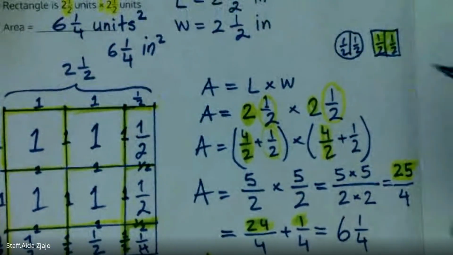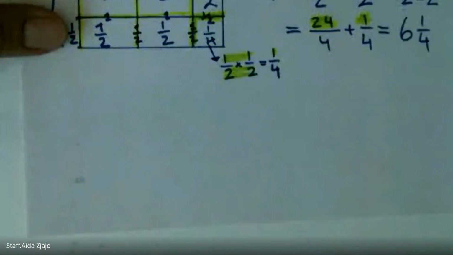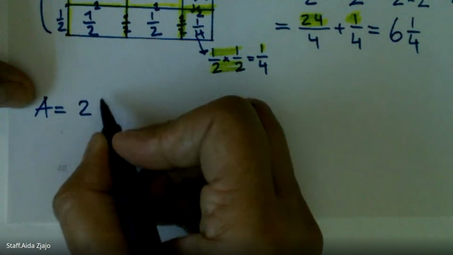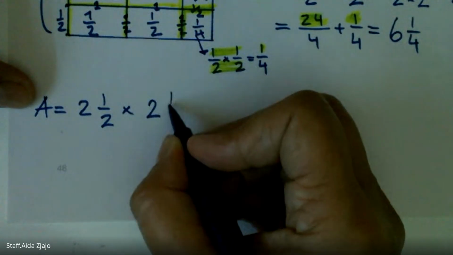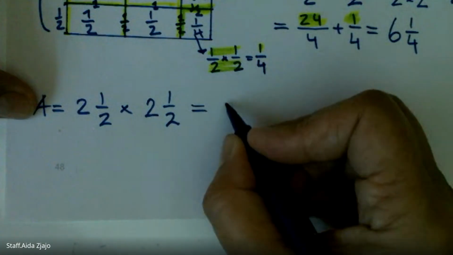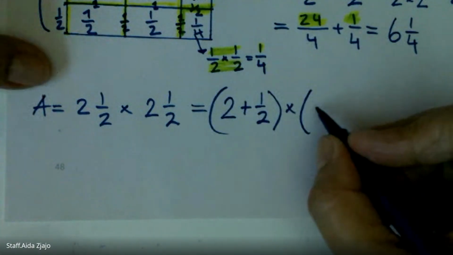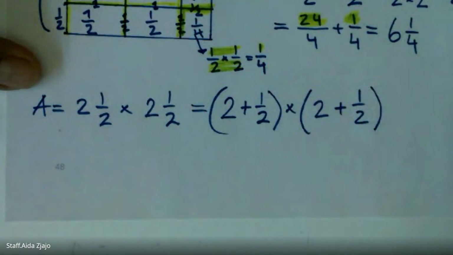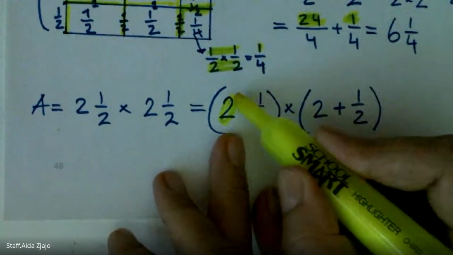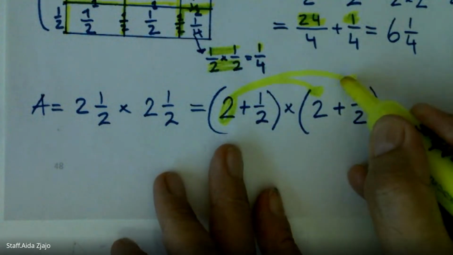Another way is to use distributive property, which you will say, I will move it down, this one. So if I use distributive property and I say area equals 2.5 times 2.5. Okay, I can use this 2 plus 1/2 times 2 plus 1/2. Now, each number from one parenthesis, like 2, has to be multiplied with every number in the other parenthesis. I'm going to use these yellow arrows.